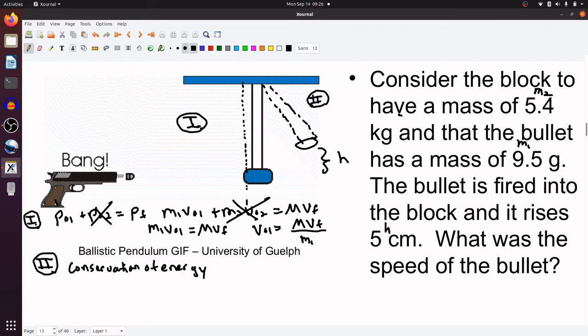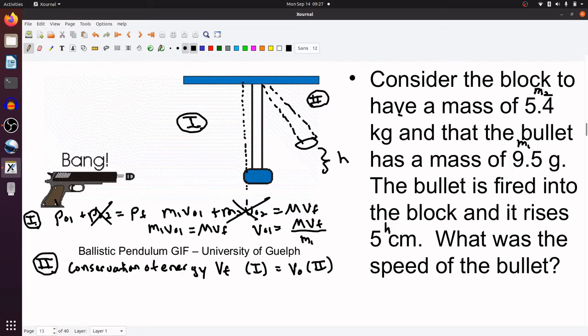Simply put, the moment the bullet embeds in the block, the final velocity from part one of the bullet and block is now going to equal the initial velocity in part two. I shouldn't have said VF2. I should have just said VF. Sorry. The final velocity in part one is going to be equal to the initial velocity in part two. That's why we had to set it up into two different things.